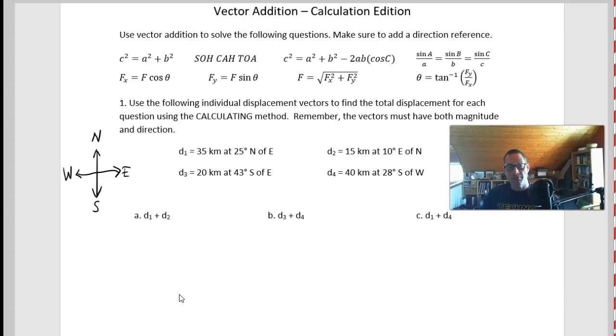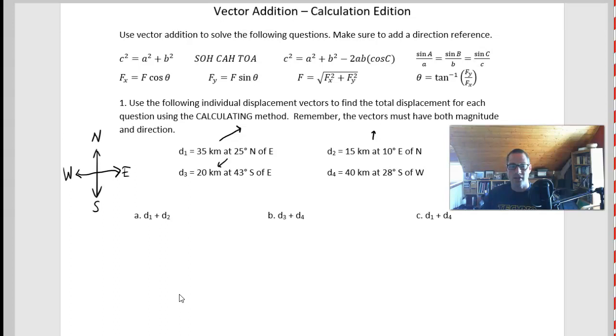All right. Displacement 1 is 35 kilometers at 25 degrees north of east. So we have a sense of what that would be, something like this. That's maybe a little high. And then the d2, this would be east of north, so this one's more vertical, but it's a lot shorter, kind of like that. This one here would be 20 kilometers, 43 degrees south of east, so that one's actually the 45-degree angle, and this one is south of west.